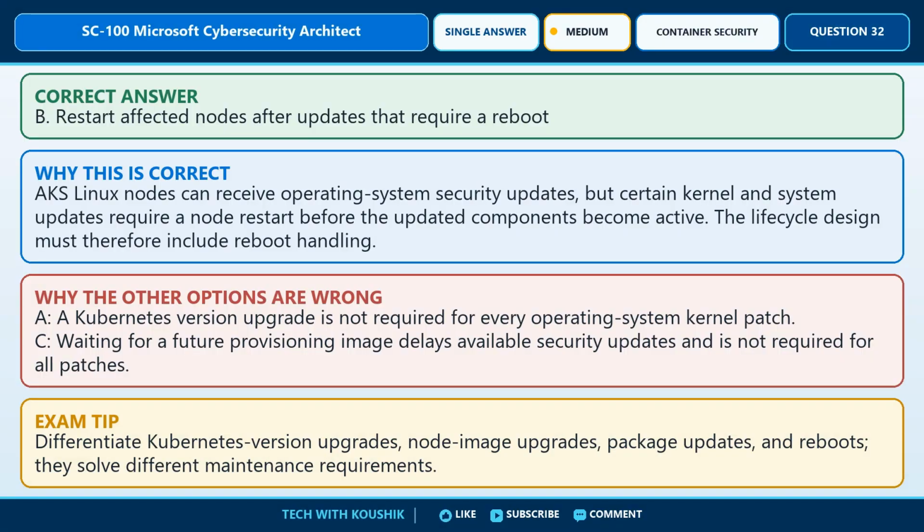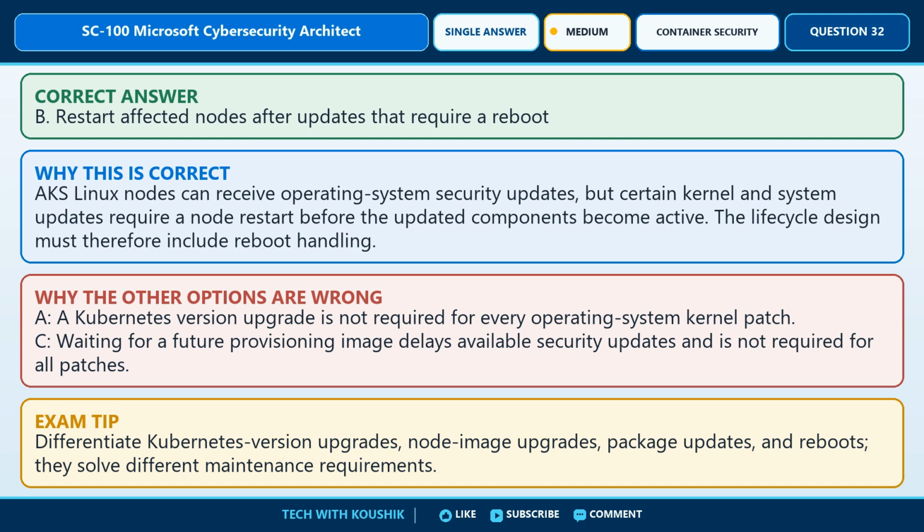The correct answer is Option B. Restart affected nodes after updates that require a reboot. Here's why. AKS Linux nodes can receive operating system security updates, but certain kernel and system updates require a node restart before the updated components become active. The lifecycle design must therefore include reboot handling.